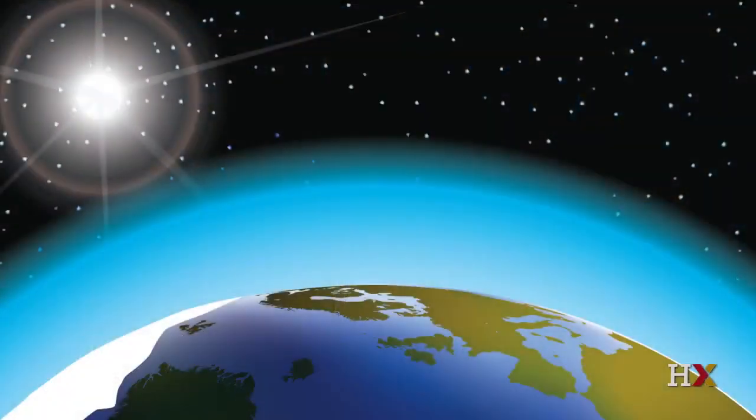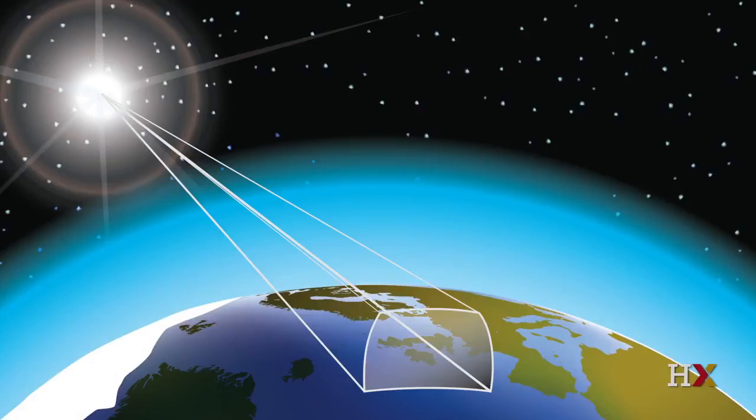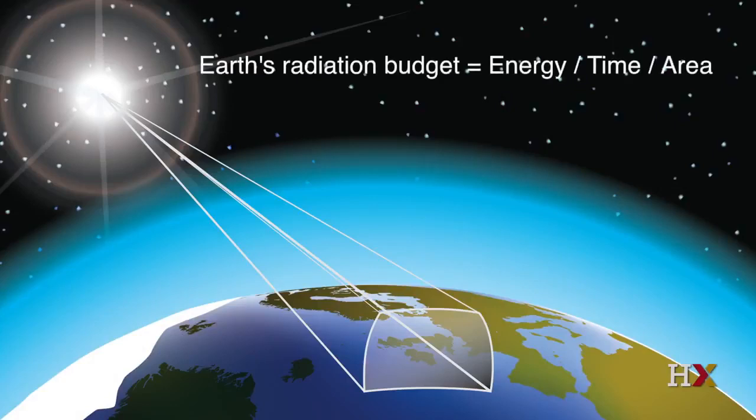To understand the basic physics of climate change, one has to think about the Earth's radiation budget. Now, we measure the Earth's radiation budget in units of energy per unit time per unit area. The reason for this is that we think about how much incoming radiation energy there is per unit time, so that would be a unit like a watt, per square meter, which then tells us how much energy is received per square meter of the Earth's surface.